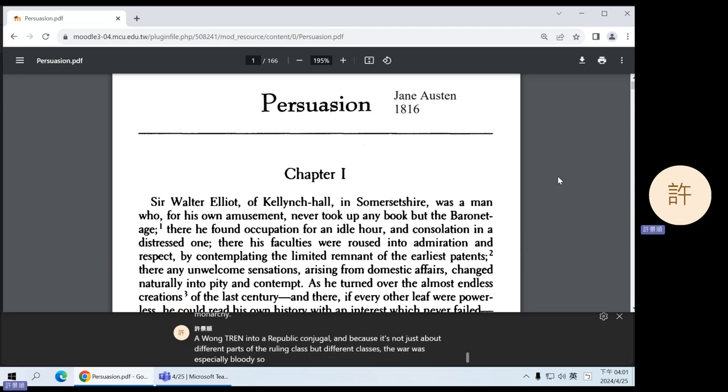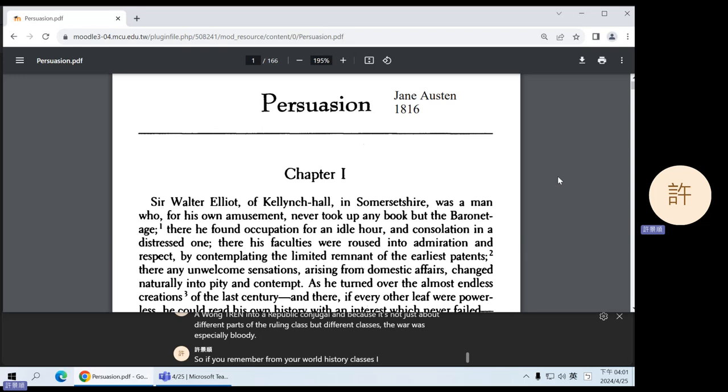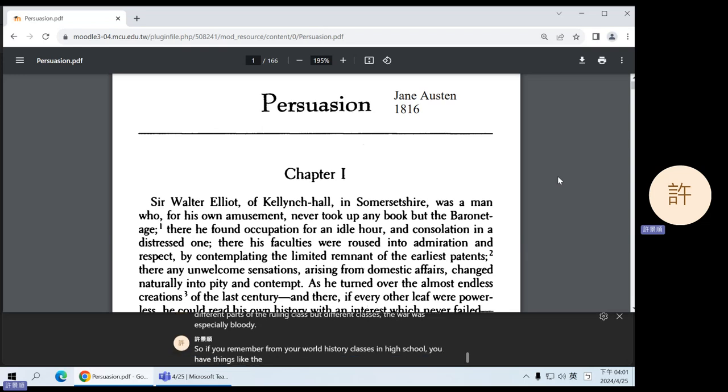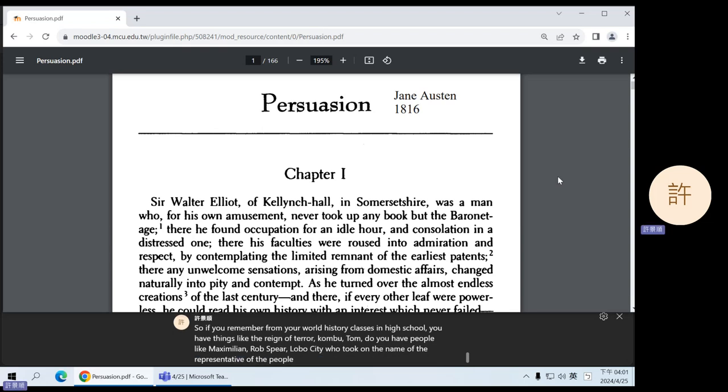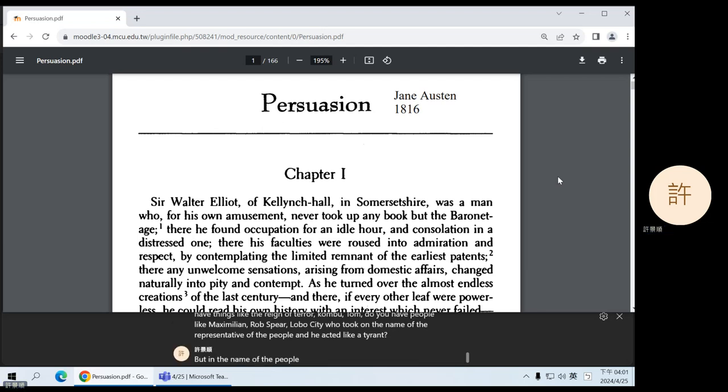So if you remember from your world history classes in high school, you have things like the Reign of Terror, 恐怖统治. You have people like Maximilian Robespierre, 罗伯斯比, who took on the name of the representative of the people. And he acted like a tyrant, but in the name of the people. And in these kinds of revolutions, there will be disagreements, right? Like, why are you doing this instead of that? I'm part of the people and I don't agree.